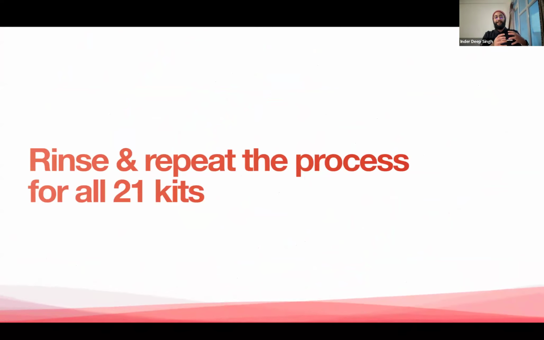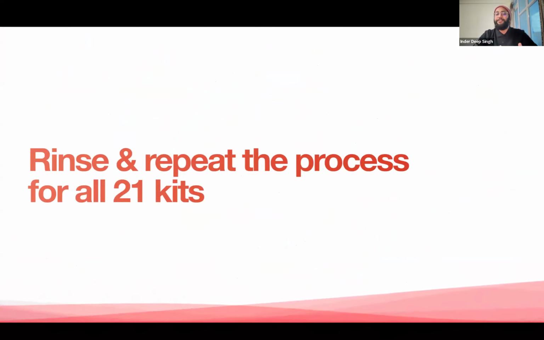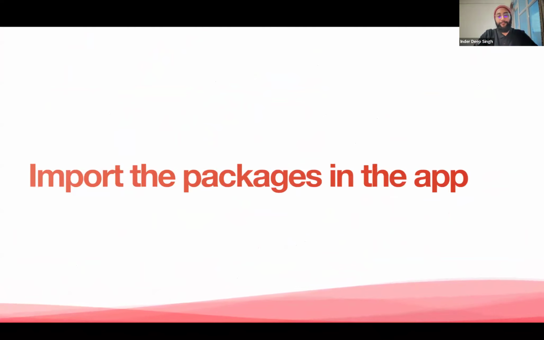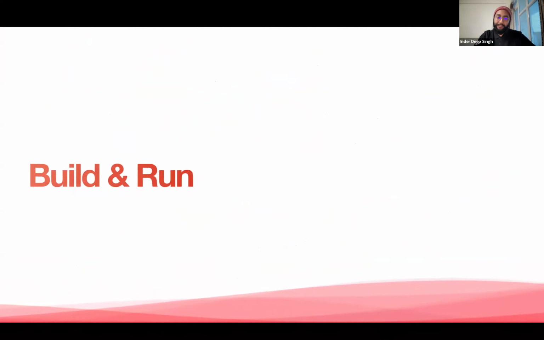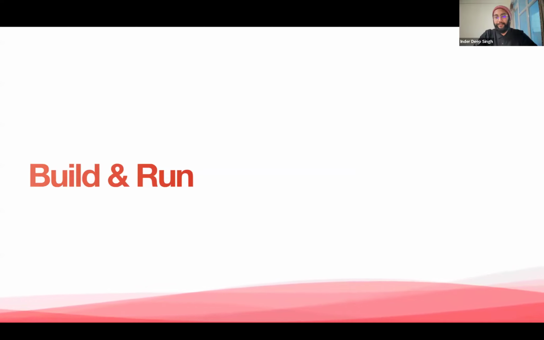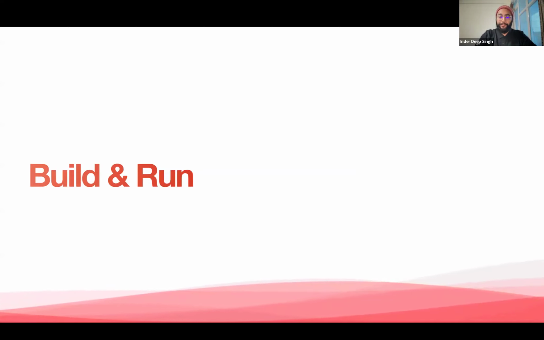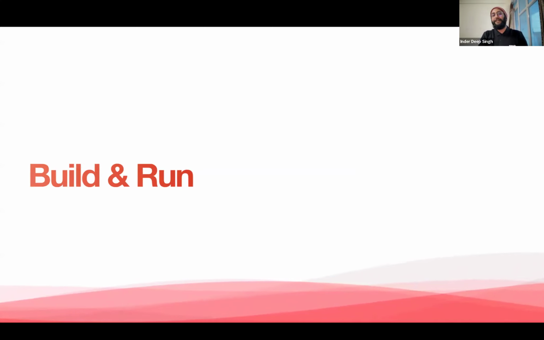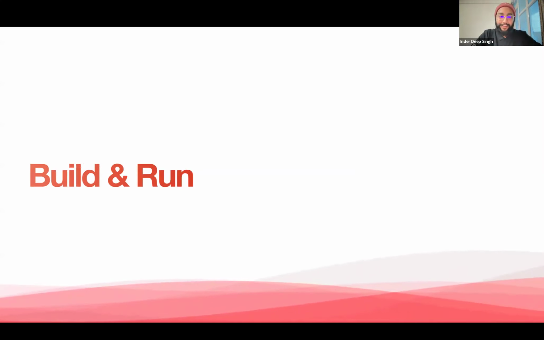So once we had figured out how to fix these roadblocks, all we had to do was rinse and repeat the process for 21 kits. This is one slide, but it took us weeks to do. Then we had to import all of the packages in the app and then build and run it. To our surprise, the app ran, although a few things were breaking. But on the first run, we were able to log into the app and then view the home screen, which was a big win.